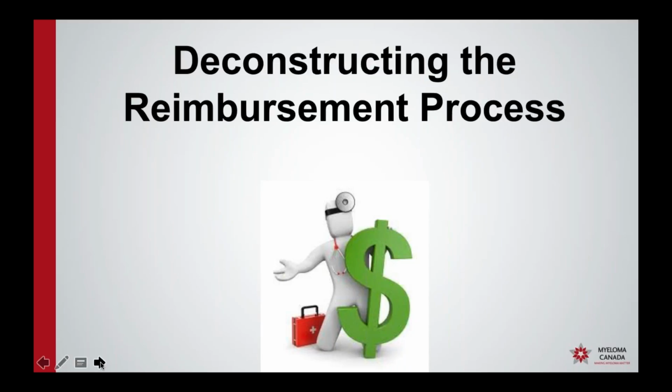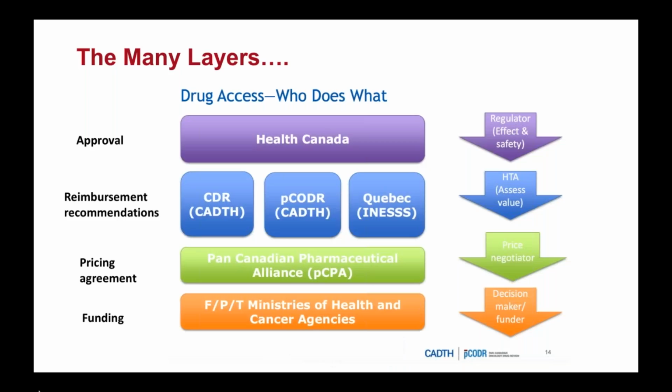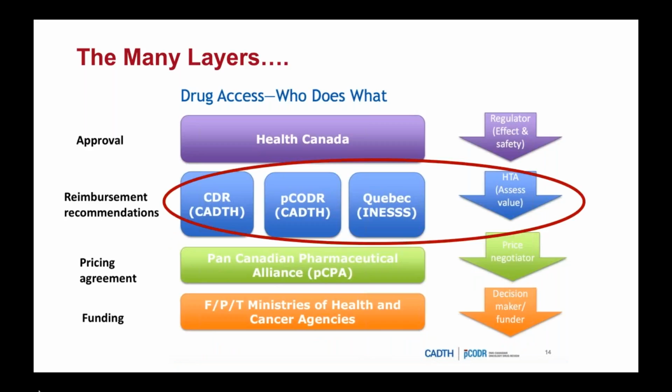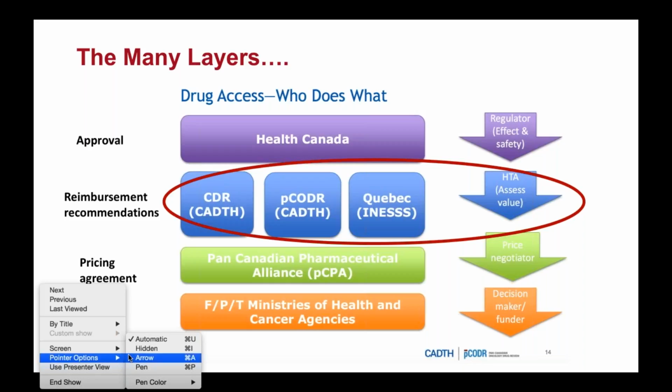So now that the drug is approved, it has to go through what we call the reimbursement process. And there are 3 different bodies that look at drugs and make recommendations about the reimbursement. So you've got the Canadian Drug Review that sits under CADTH, and they will look at all drugs, like your cardiovascular drug, your asthma drug, antibiotics, etc. Then there's the Pan-Canadian Oncology Drug Review that sits under CADTH, and they look specifically at cancer drugs. And if you live in Quebec, then it would be INESSS, and they would look at the value of a drug. So what do they do specifically?